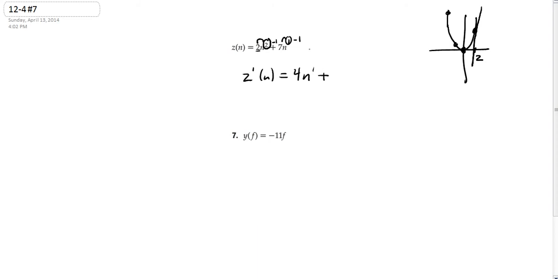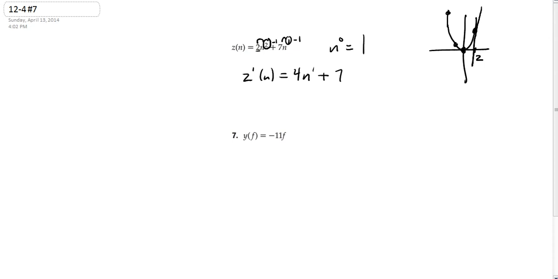Plus 7 times 1 is 7, n to the 1 minus 1 is the same as n to the 0, which equals 1 because anything to the 0 equals 1. So your derivative equation for this is z prime of n equals 4n plus 7. So if you plug in any x value, it will give you the slope at that point on the graph.